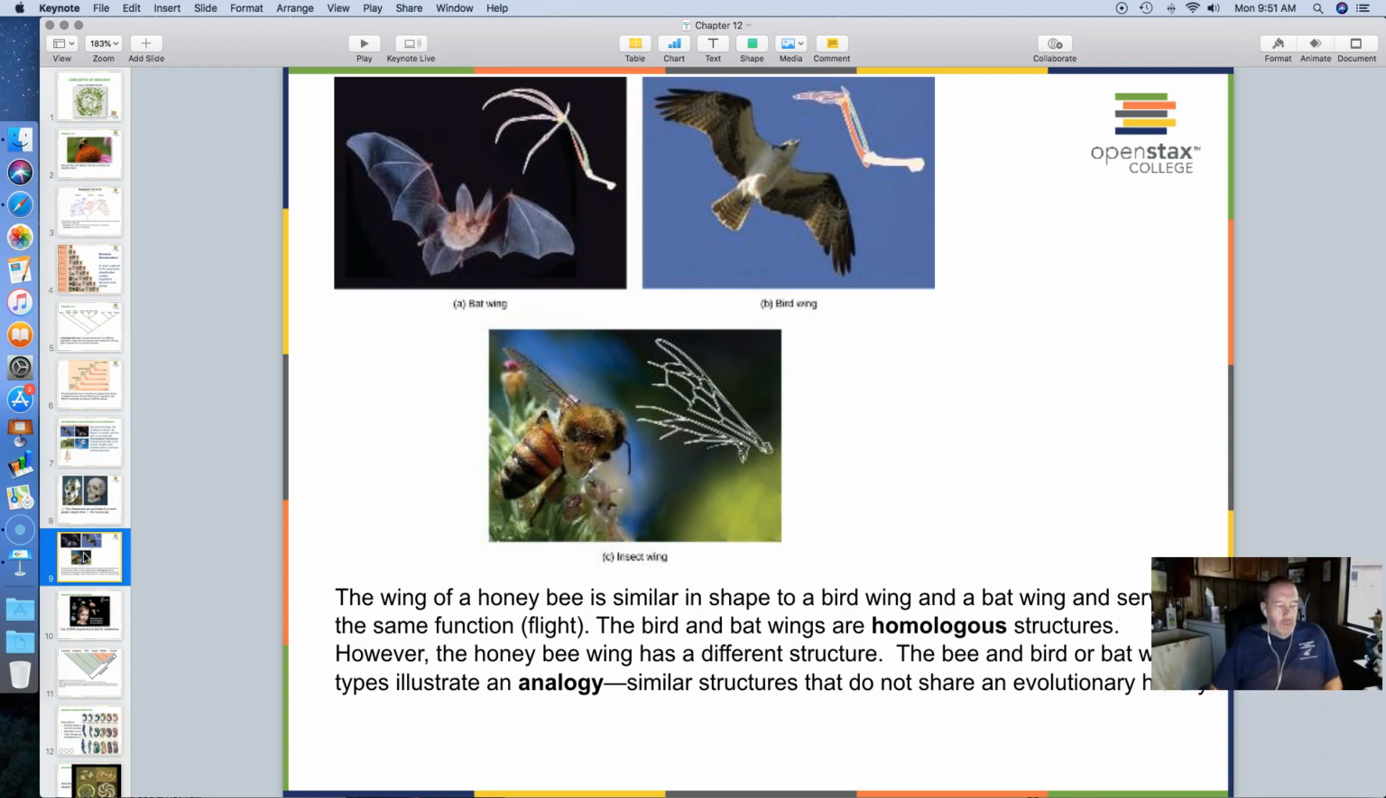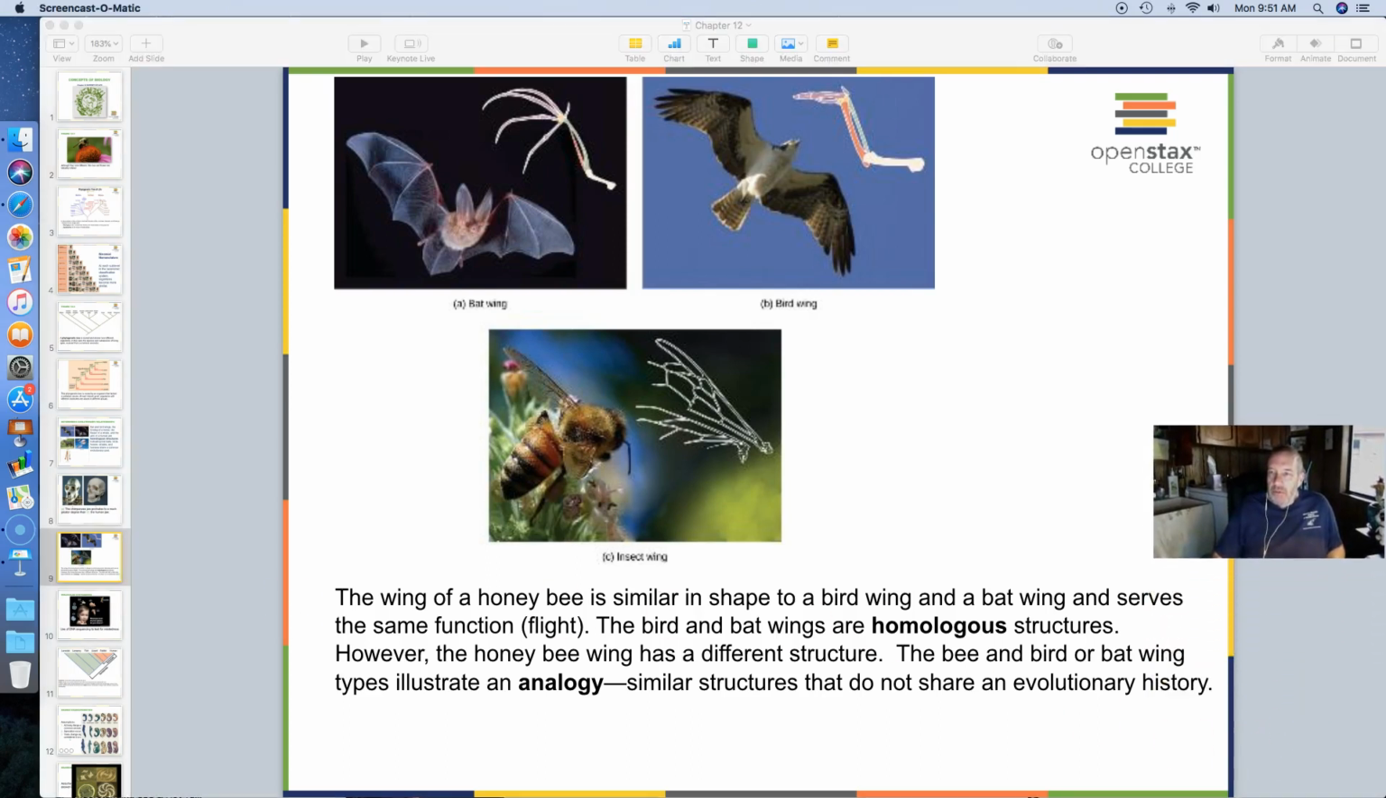And again, now that we have the ability to know genetically how similar or dissimilar things are, that has really expanded our understanding of evolutionary relationships. So we have those homologous structures, again, birds and bats evolving from similar ancestors. But then we also have those external analogous structures. Wings in bees versus wings in bats are very different.